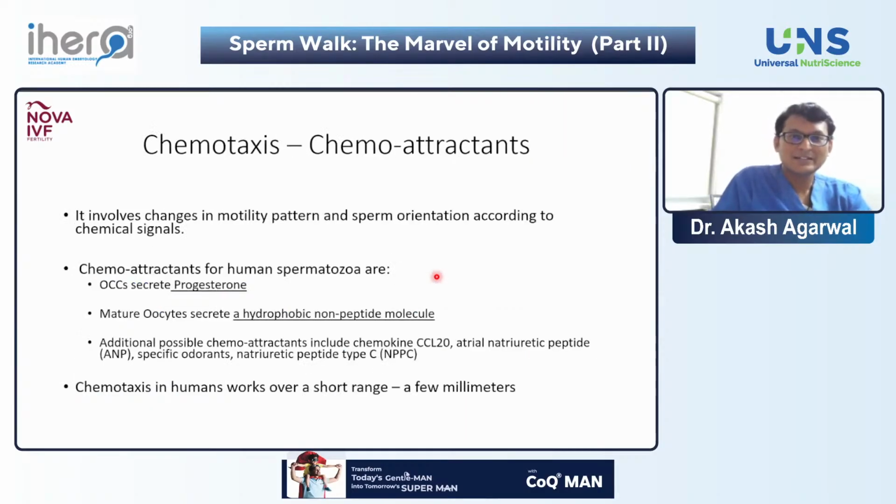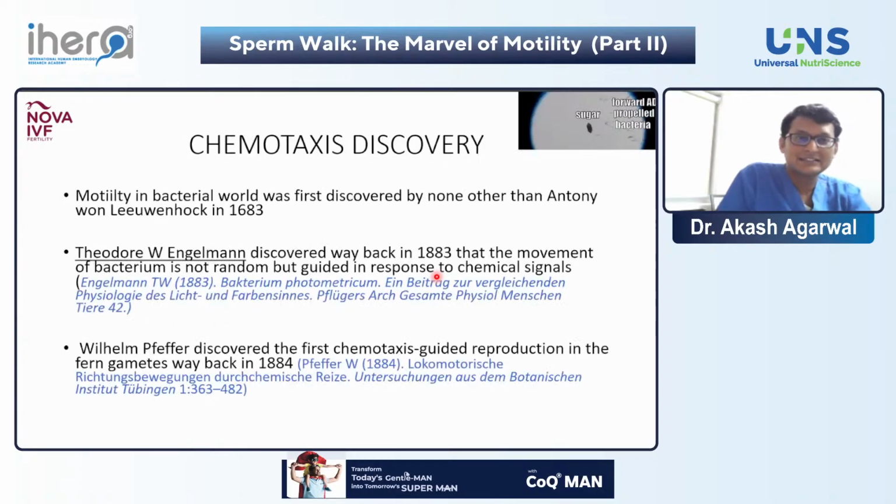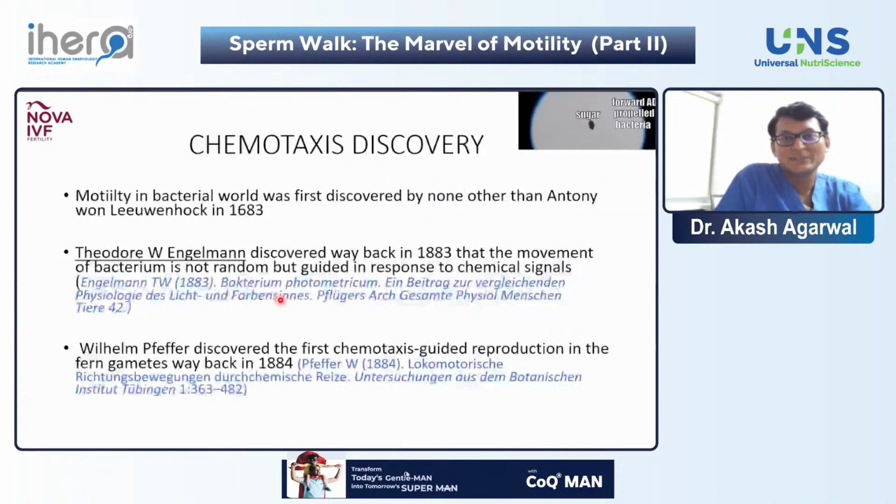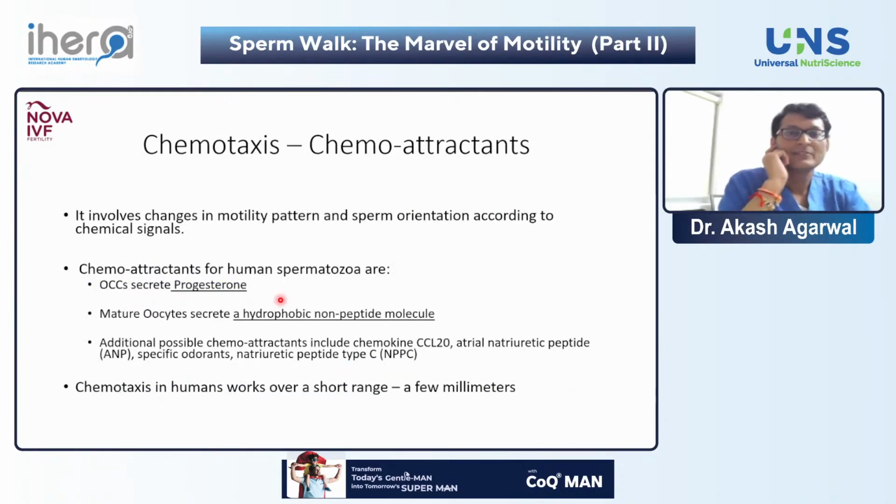So coming back to a main part of the chemotaxis, this involves your chemoattractants. The first part where I had said that there should be a signal and that should be transduced. So what are these signals that we see in human sperm which they respond to? For chemotaxis to happen, the first and foremost would be the progesterone.